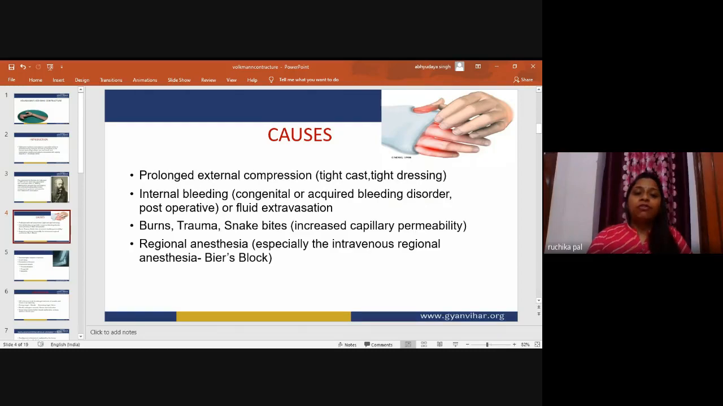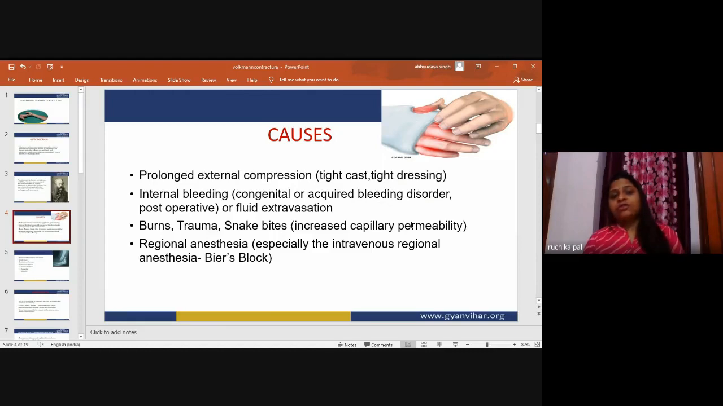Now we will move forward to the causes. The causes include prolonged external compression, such as a tight cast or tight dressing. If the patient suffers from a fracture and has a plaster of Paris, or a sprain, and a tight cast or tight dressing is applied, the external compression leads to the contracture.